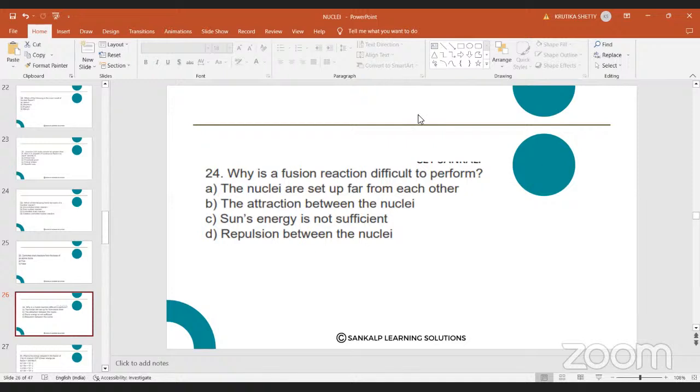Okay, here actually the repulsion between the nuclei, that is right. But if the question had said high energy is required, we could have taken that, but there are no energy related options. Therefore it is right. The repulsion between the nuclei is high, therefore the fusion reaction becomes difficult. But if you give sufficiently high temperature, then it is possible. Otherwise it will be difficult.